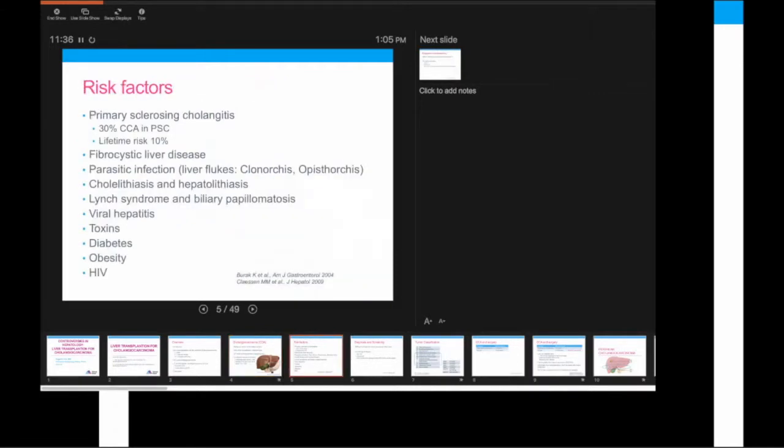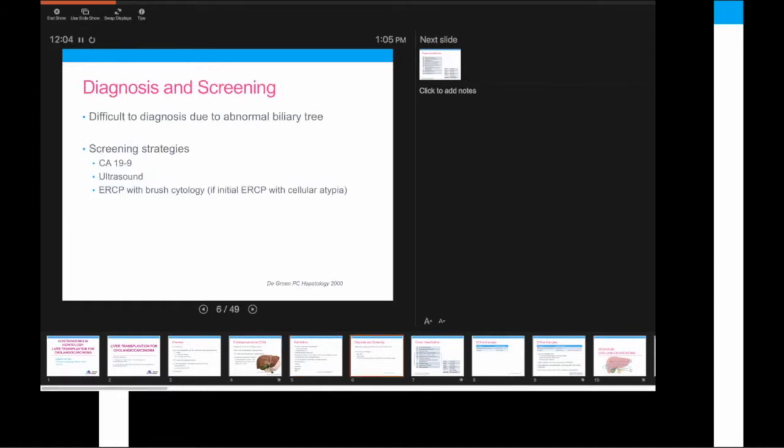Risk factors for cholangiocarcinoma include PSC, where up to 30% of PSC patients develop cholangiocarcinoma, and the lifetime risk of developing cholangiocarcinoma is about 10%. Other risk factors include fibrocystic liver disease, parasite infection, cholelithiasis, hepatolithiasis, Lynch syndrome, and biliary papillomatosis, viral hepatitis, toxins, diabetes, obesity, and HIV.